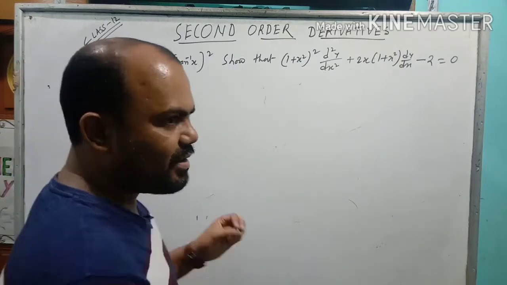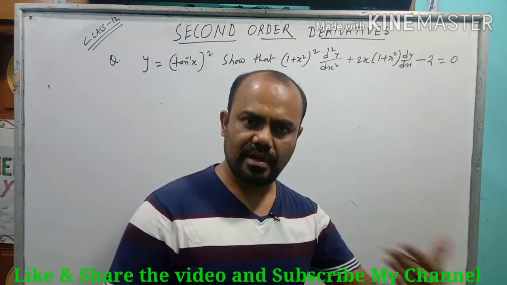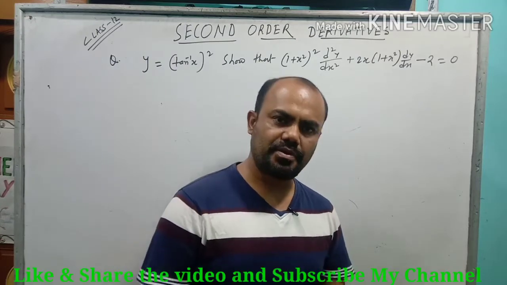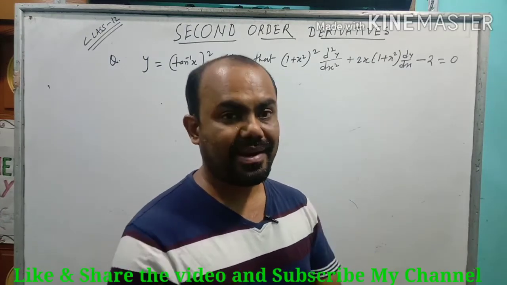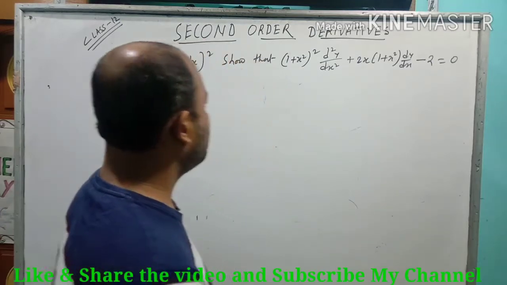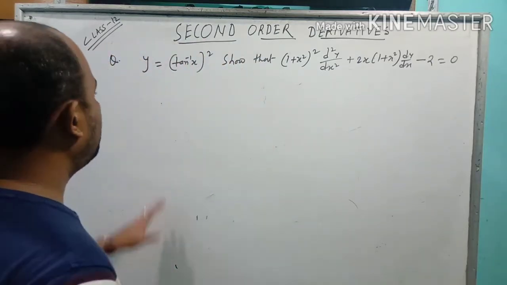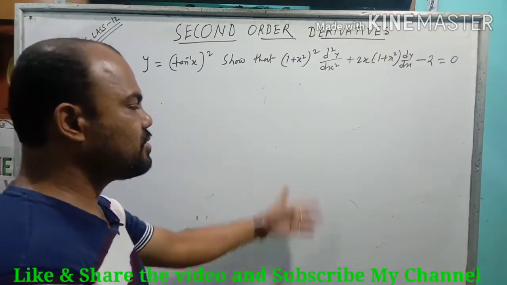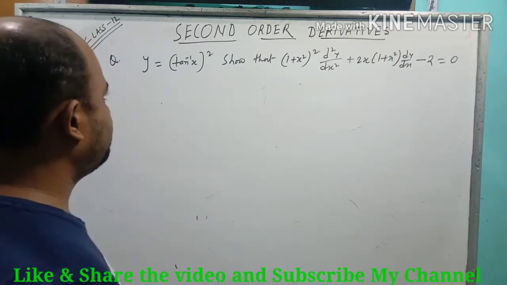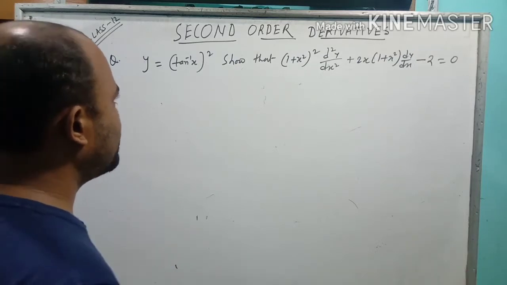If you can't find the technique, then simply find the derivatives. That is, first find dy by dx, d2y by dx square, put in the LHS, show that LHS is equal to RHS. Now what technique you must use? If you use these techniques, then the solution process will be shorter. That is, in a very short way you can solve the problem.